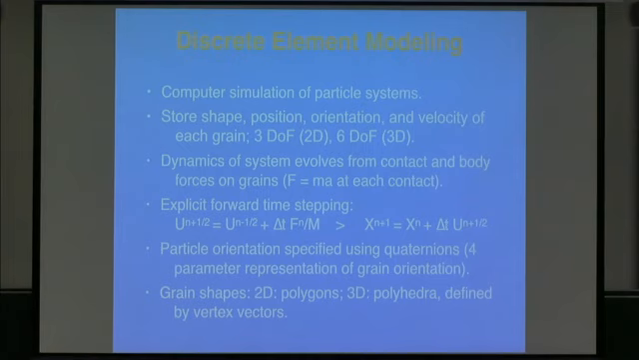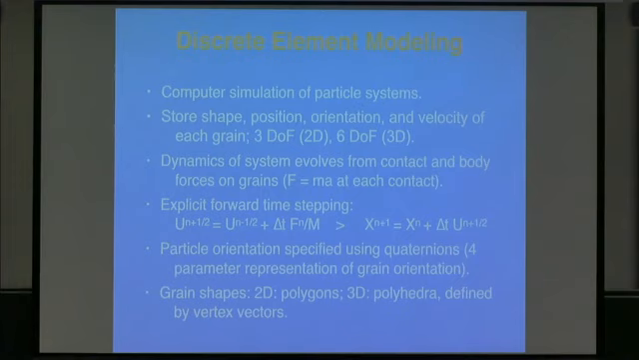Okay. So what we do is we store the shape, position, orientation, and velocity of each grain. We have in 2D 3 degrees of freedom and in 3D 6 degrees. The dynamics of the system evolves from the contact and body forces, just F equals ma at each contact. We do a forward time stepping: we calculate the velocity at the half time step based on the force, and then the position at the full time step based on the velocity at the half time step. Simple.